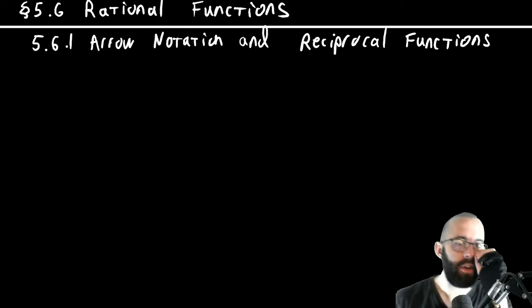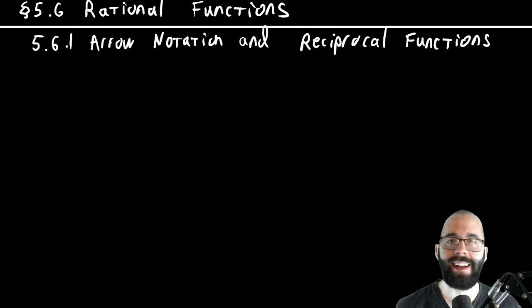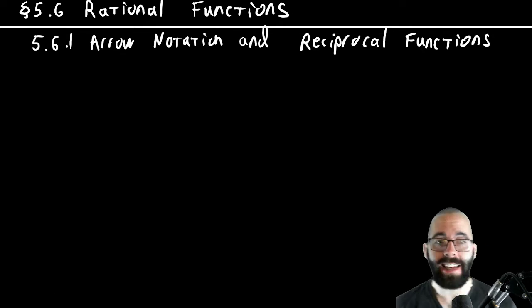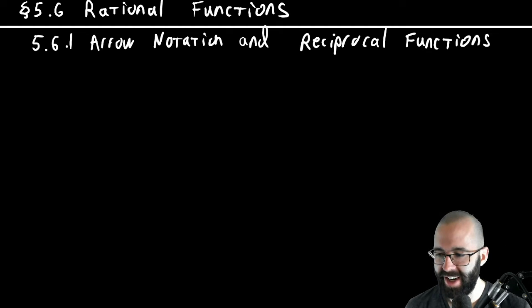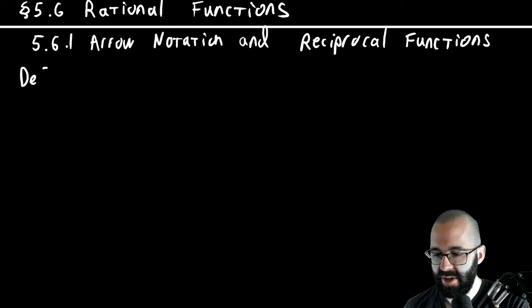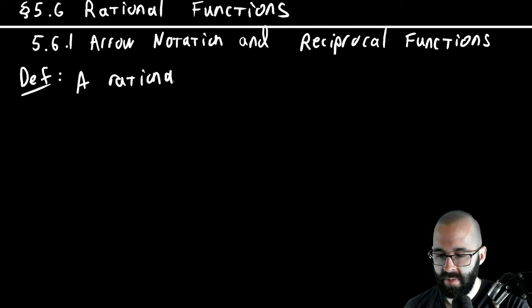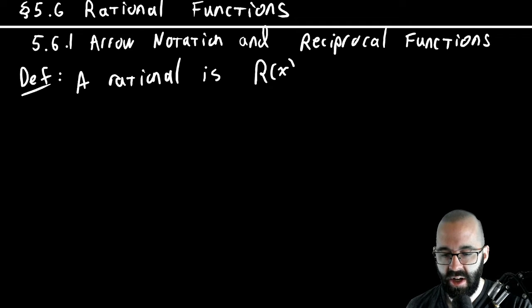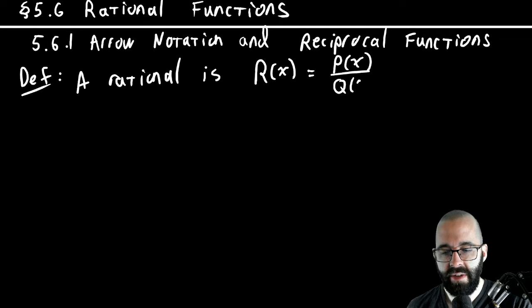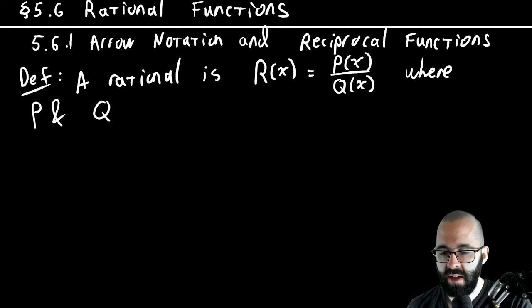All right, so we're going to start talking about rational functions, and today we're just going to dive straight into it, okay? Starting with what is a rational function, right? So let's start with the definition. The rational function, it's got a pretty simple definition. It's some function, let's call it r of x, and it's just equal to p of x over q of x, where p and q are polynomial functions.